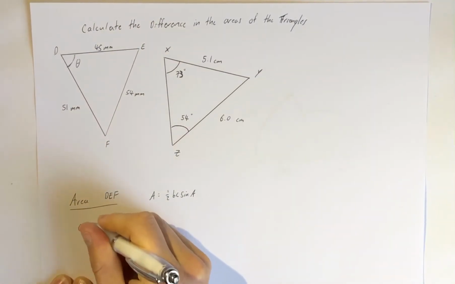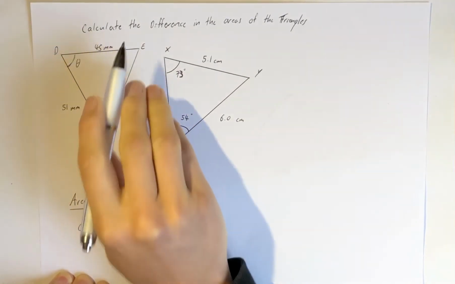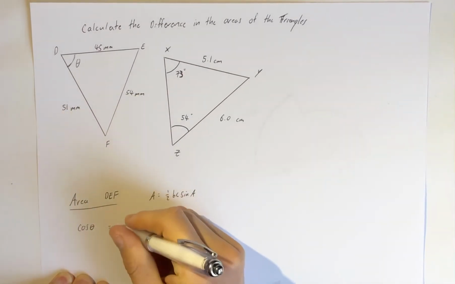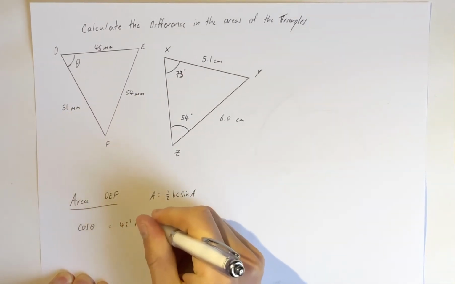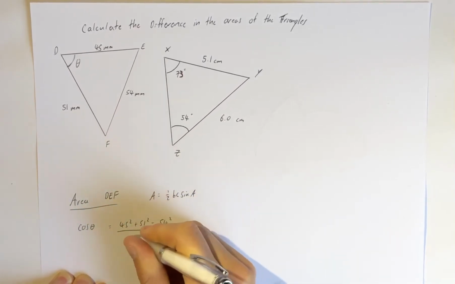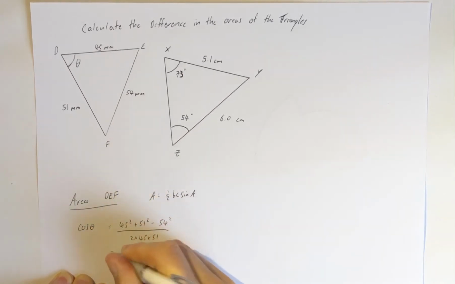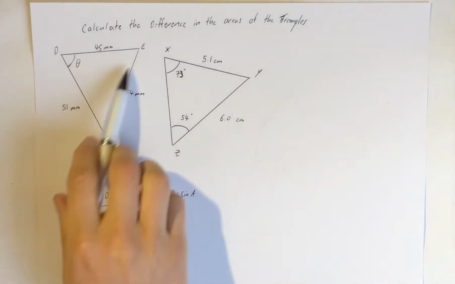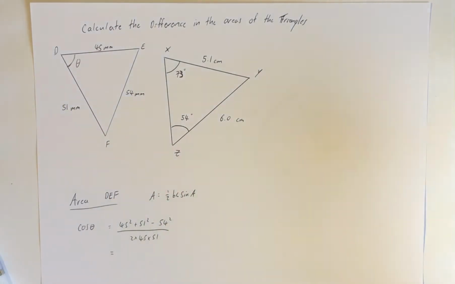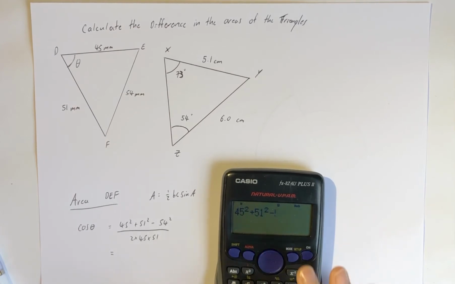So cosine of theta, remember your cosine rule finding a side, is going to be b squared plus c squared minus a squared. So 45 squared plus 51 squared minus 54 squared all over 2 times b times c. So hopefully you've got that far, right? Finding one of those angles. So I'll get my calculator out and I can just chuck that in. So turn it on will help. 45 squared plus 51 squared minus 54 squared on the top.